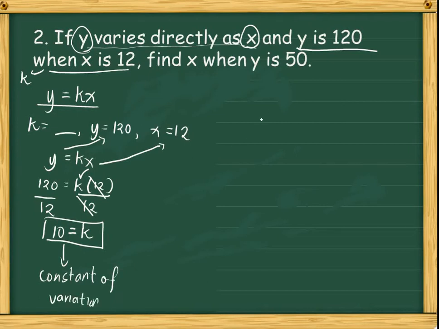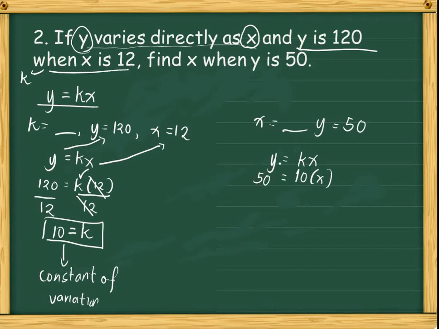Now, ano daw yung value ni x kung ang value daw ni y is 50? So, paano natin makukuha yung value ni x? Balik tayo sa original equation. y is equals to kx. And we know that we have the value of k, which is 10, right? Times x is equals to, don't forget the value of y, which is 50.